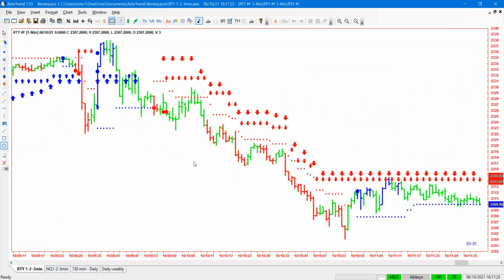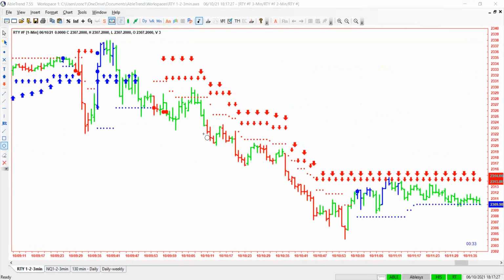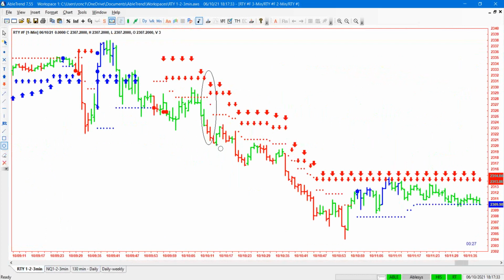So then we jump on over to the Russell just for a quick look. The first trade of the day was about 35 minutes after the open right there. There's your first triple confirmation trade right there. And that one worked out real nice. That was a good one.